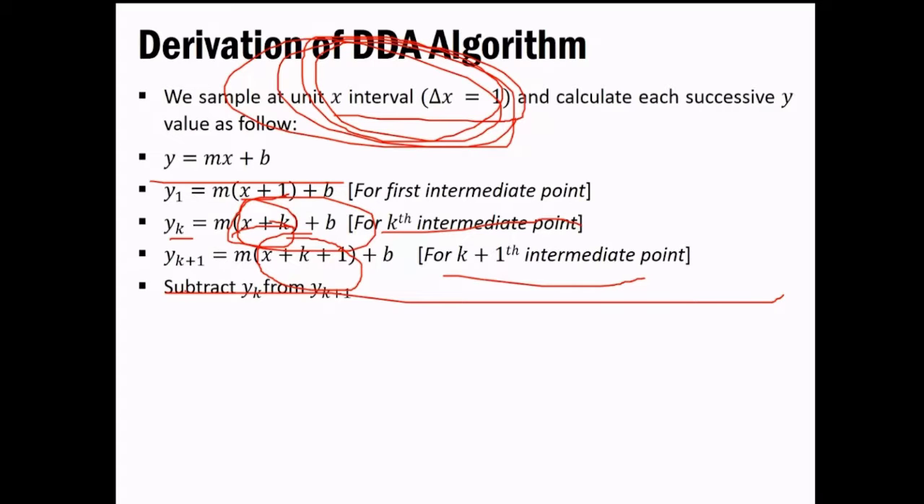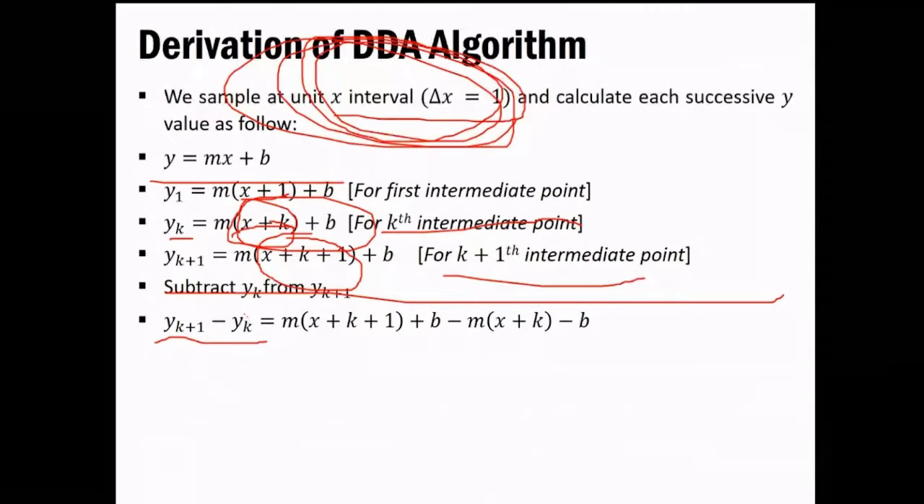Now the next step says to subtract yk from yk plus 1. So basically what you have to do is yk plus 1 minus yk. Simply subtract, nothing else you have to think about or do. Simply subtract, you have this value and this value, subtract both and try to get something out of it. Don't apply any logic right now, simply do the substitution and simplify it.